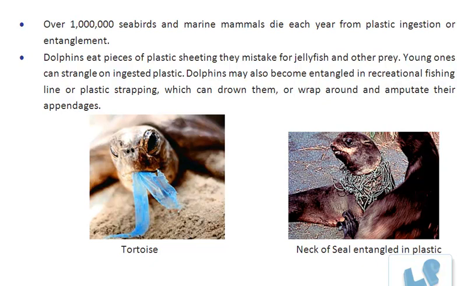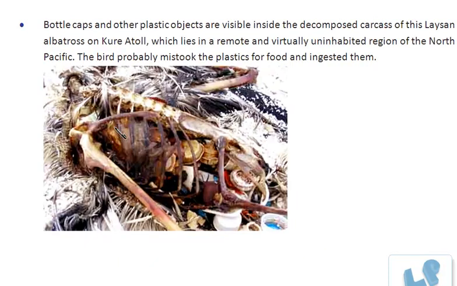It is eating this plastic. This is a seal. The seal is entangled in plastic. This is a net, made up of nylon basically. So it is entangled in this plastic net. So it's a threat to marine animals.